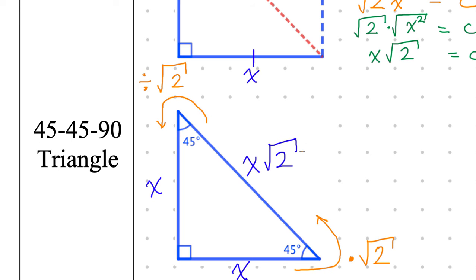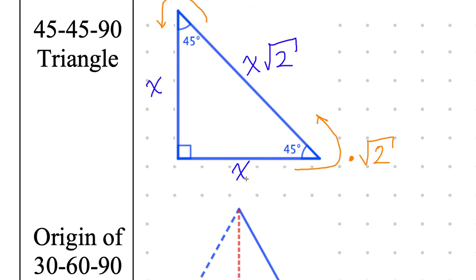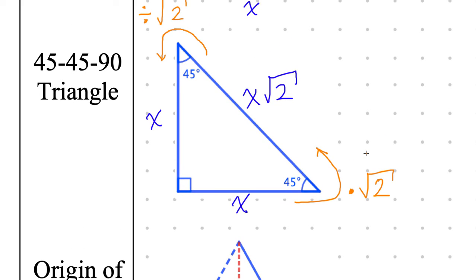So to move from the hypotenuse to either one of the legs, I'm going to divide by square root of 2. To get from any of the legs to the hypotenuse of a 45, 45, 90, I multiply by square root of 2. Have these operations written down in your notes. They will help you, I promise.